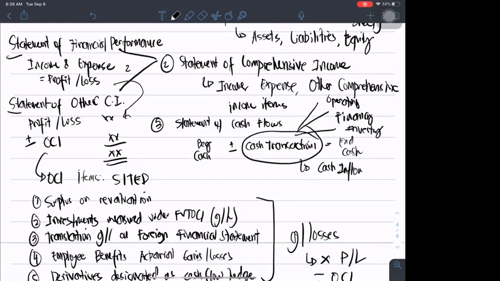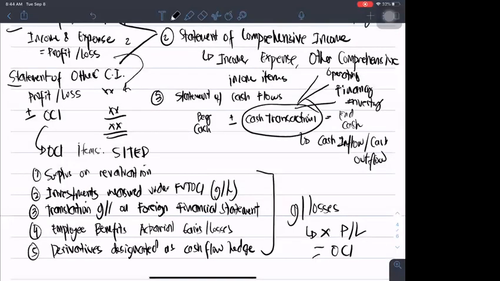So your statement of cash flows is composed of your beginning cash plus or minus your cash transactions. It will give you your ending cash. When we say cash transactions, that can be cash inflow or cash outflow. And these cash transactions are broken down into three different categories: operating, financing, and investing. So we're done discussing three types of financial statements. We have your statement of financial position, statement of comprehensive income, statement of cash flows. We go now to your fourth financial statement.